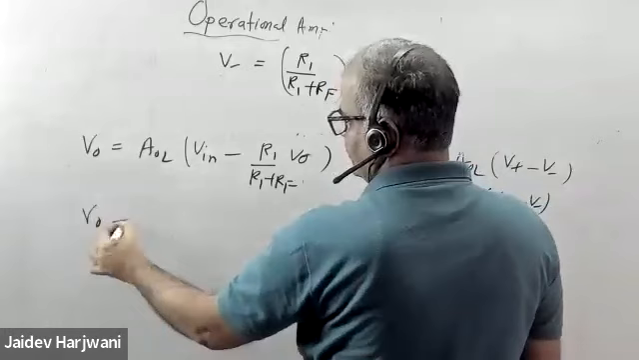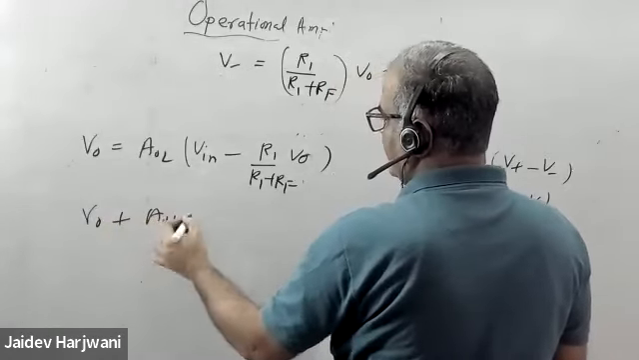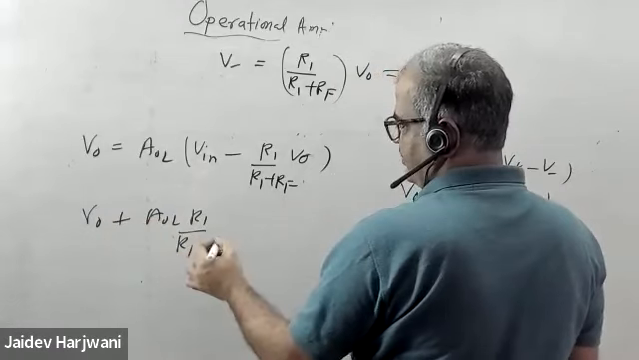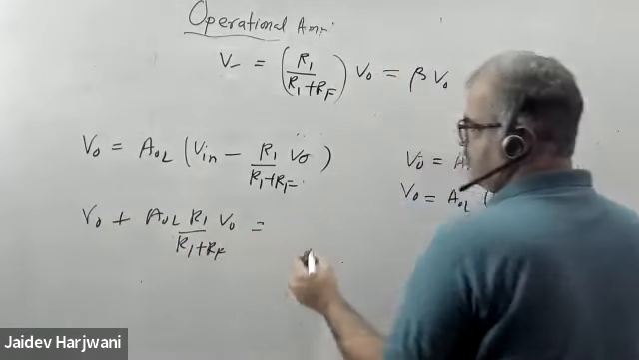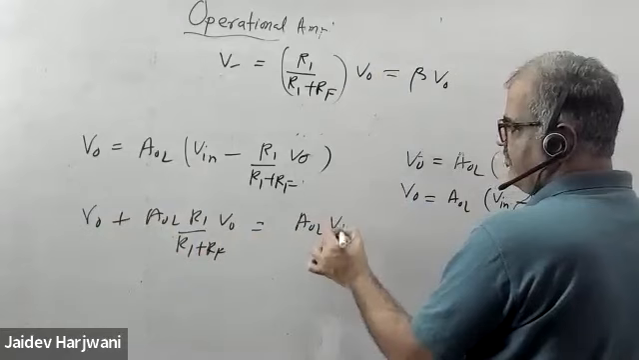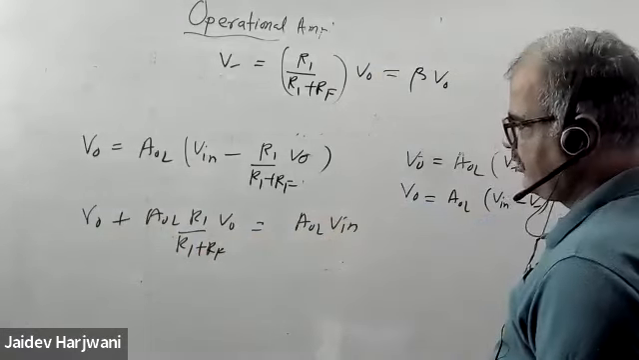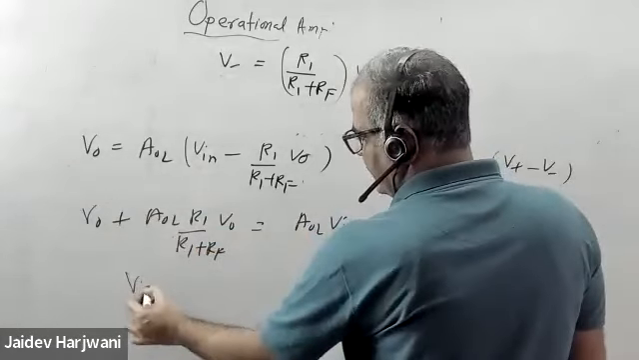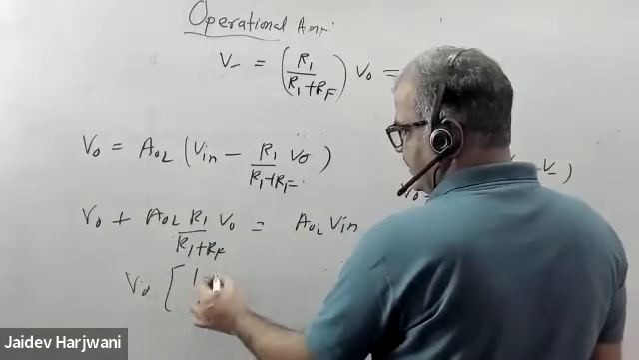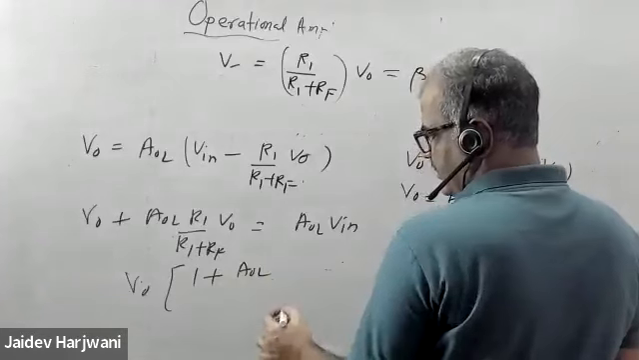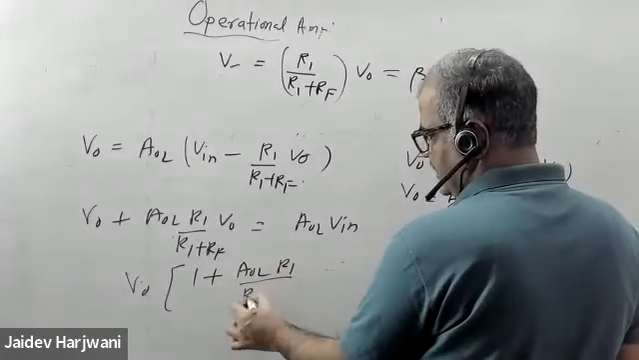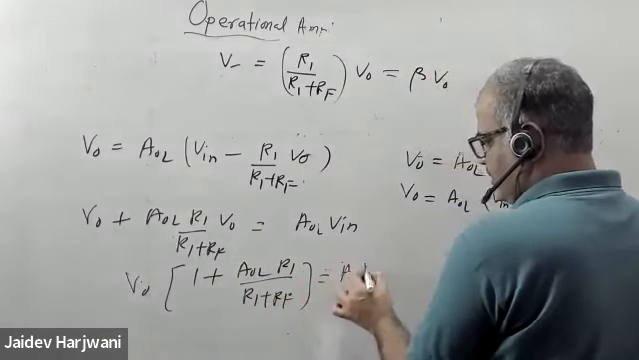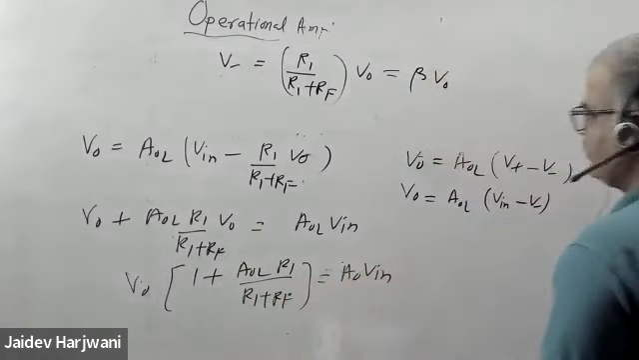So V naught plus AOL times R1 upon R1 plus RF times V naught equals AOL V input. So now V naught will be what? V naught will be 1 plus AOL R1 upon R1 plus RF, times AOL V input.